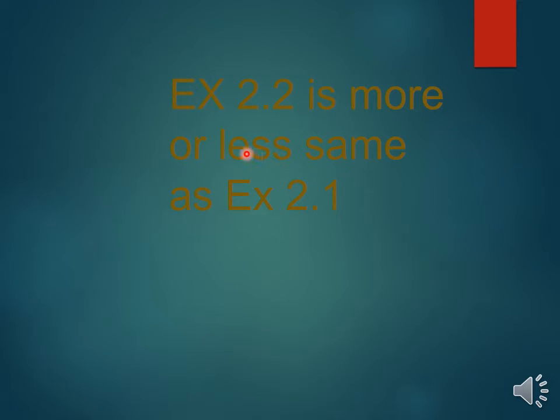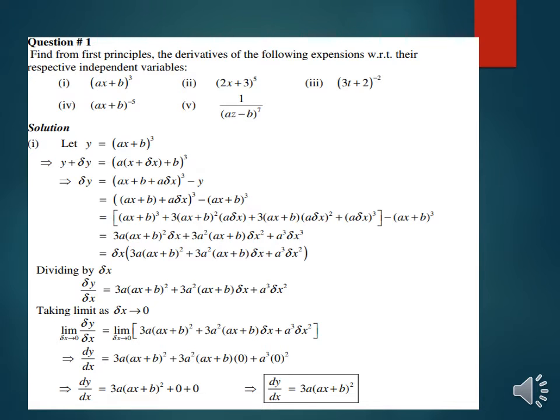Student, basically in exercise 2.2, we have to find the derivative by using the definition of derivative. It's more or less the same as exercise 2.1. Now, in exercise 2.2, question number 1: find from first principle the derivative of the following expressions with respect to their respective independent variables.